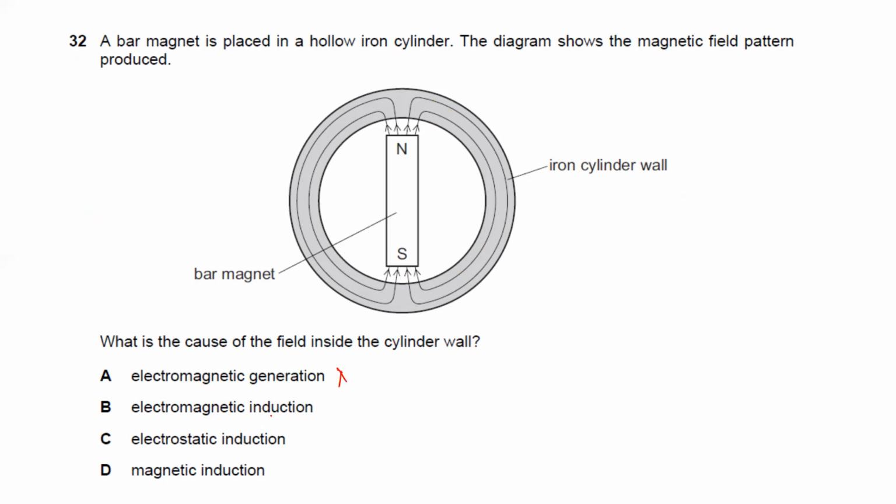Again, electromagnetic induction: the magnet isn't moving, there is no electricity here, no electrical connection, no movement of magnetic field in a magnetic material. Electrostatic induction: no, there is no electrostatics involved here. In fact, there is no electricity involved here. So actually what's happening is magnetic induction, simply D. This is the best answer, 32.